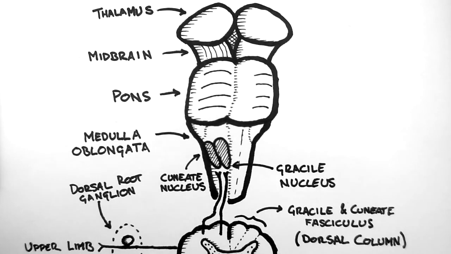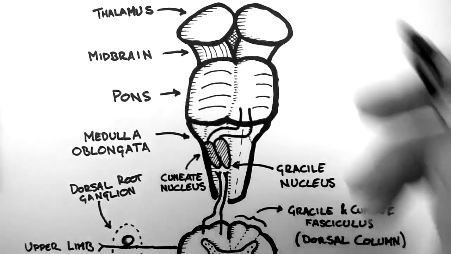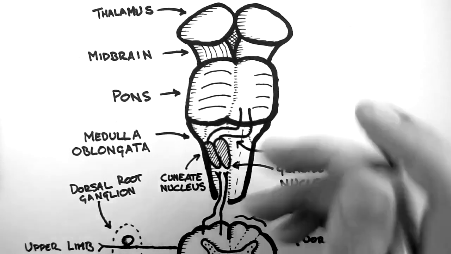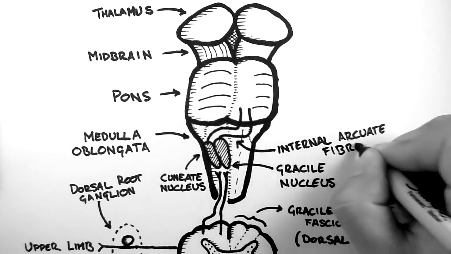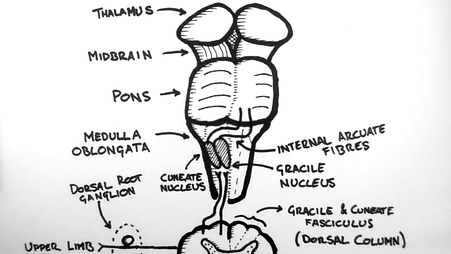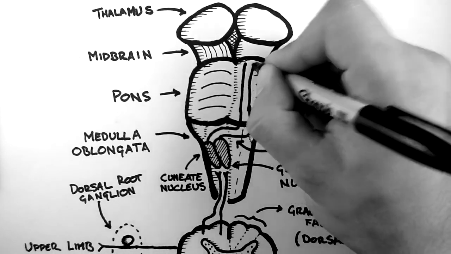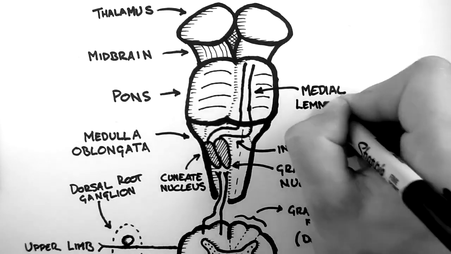The axons of the neurons in the nuclei then continue ascending. First they cross over to the other side of the brainstem. This is known as a decussation. Here the tract is known as the internal arcuate fibers, because in a cross-section they arc across the brainstem. Then finally, through the rest of the brainstem, these fibers are known as the medial lemniscus.